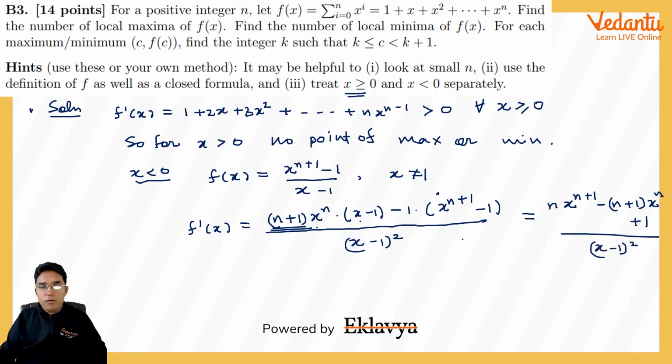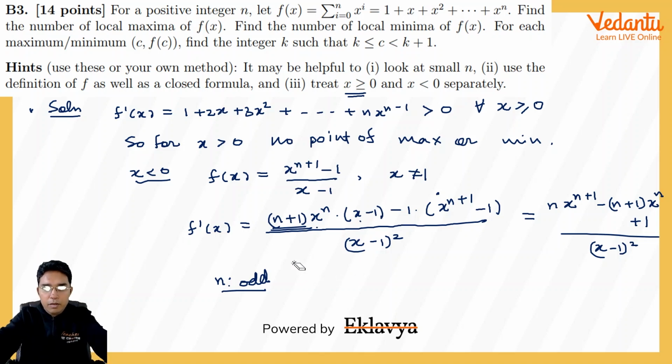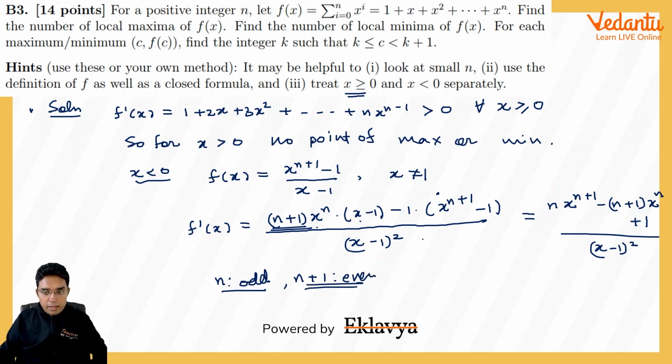Now we are focusing on x less than 0, for x negative. Now again, n here is some positive integer, so n could be even also, n could be odd also. If you take n odd, you can see n plus 1 will be even. If n is odd, n plus 1 would be even. And if that is so, then this first term here will be positive, but x power n will be negative.